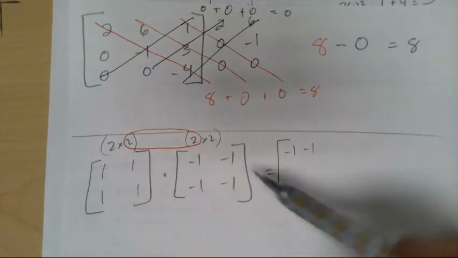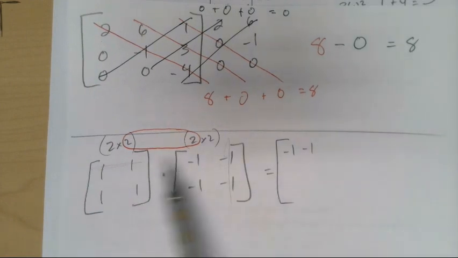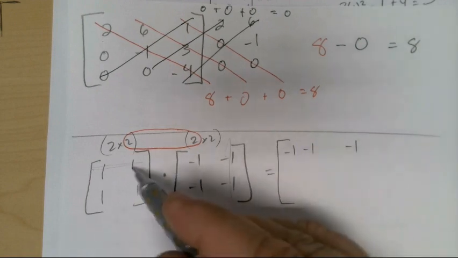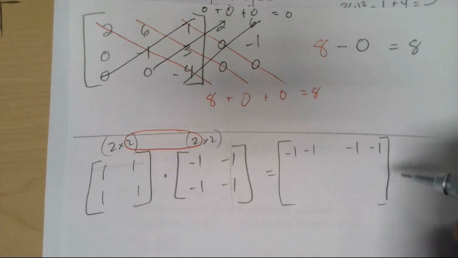Now I'm going to go first row, second column, which over here will be in the first row, second column. 1 times -1 is -1. 1 times -1 is -1. I think I'm seeing a pattern here.